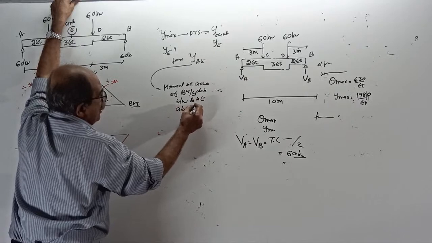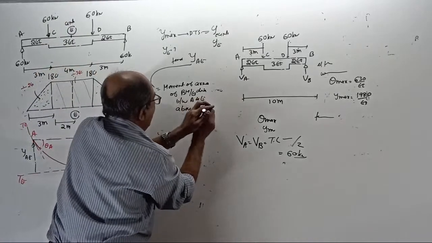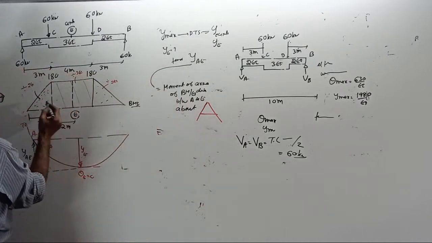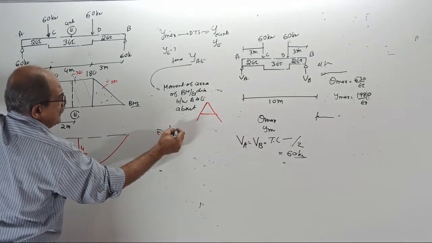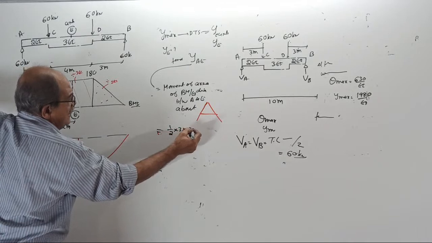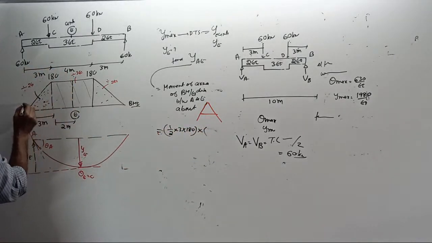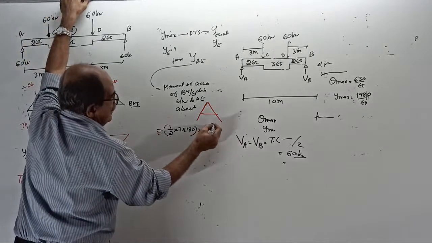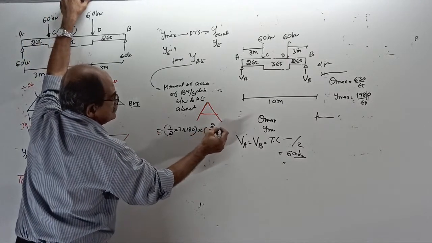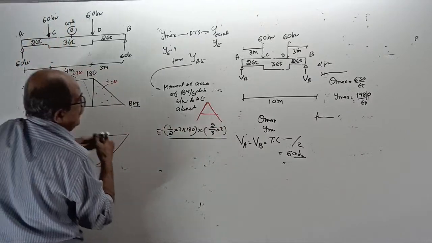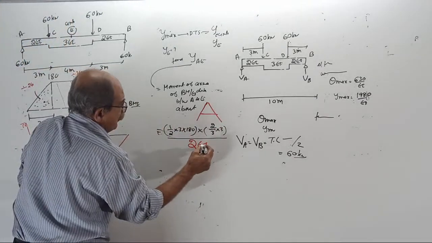Take moment about A, be careful. Okay, start. One area: half into 3 into 180 is the area. Its moment about A: CG is here, 2/3 of 3, into 2/3 of 3. That area answer, divided by 2EI, be careful.